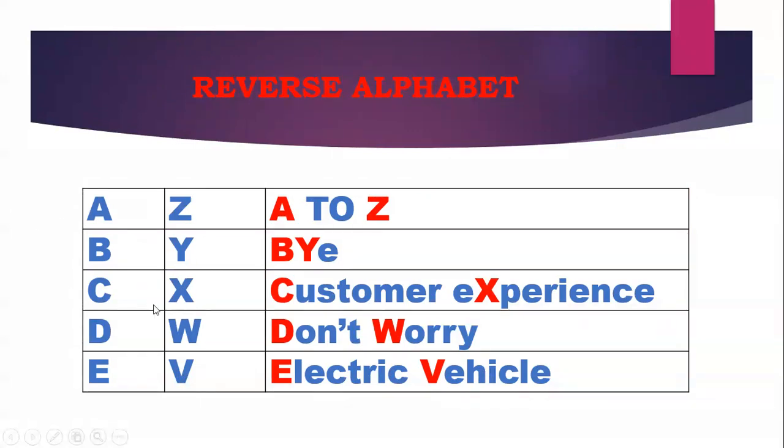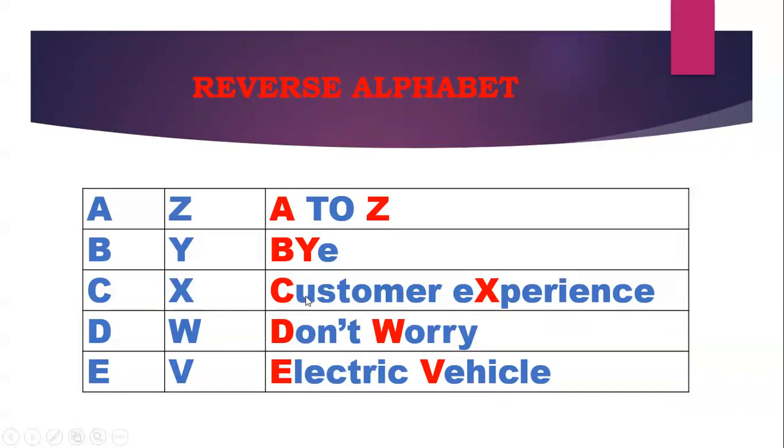Now, quickly, we will go for the reverse alphabets. A, Z, B, Y, C, X, D, W, E, V. How do you have to remember? A to Z, right? If you remember AZ means A to Z, we have to write the alphabet. So, A to Z, the first pair. B, Y. How do you remember it? If you know the word BY, you can identify it is the opposite letters.